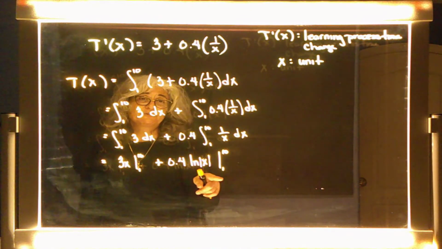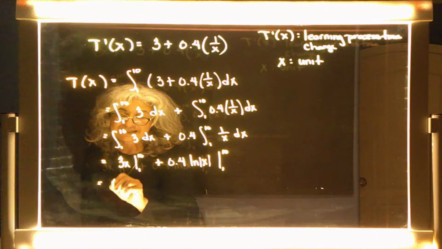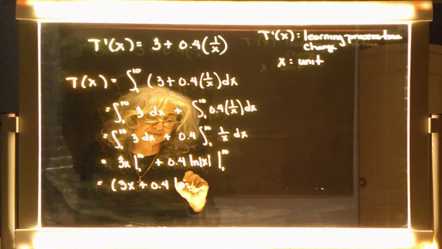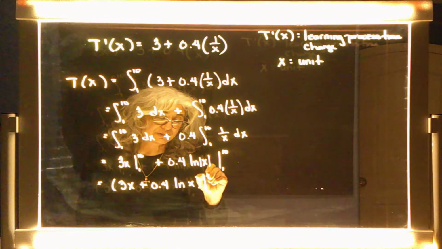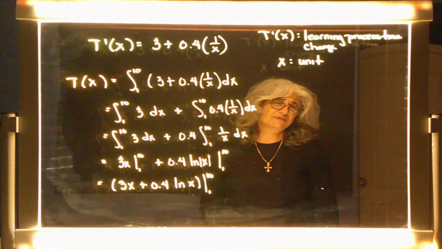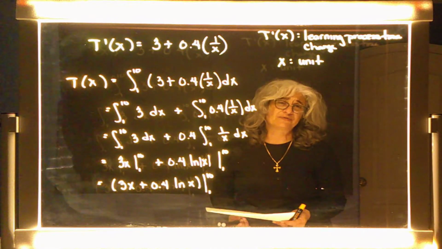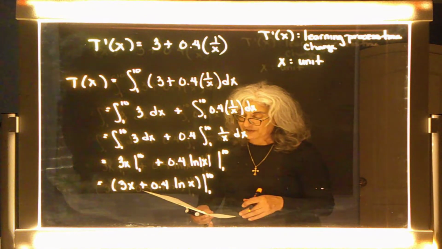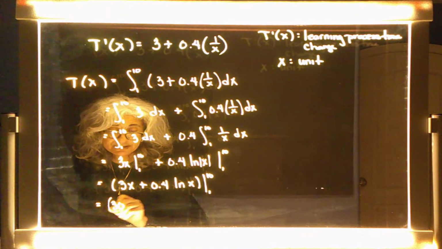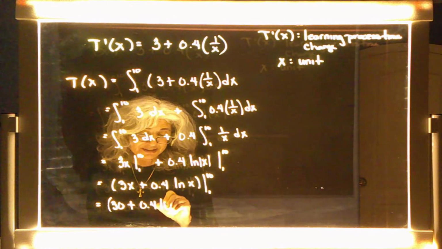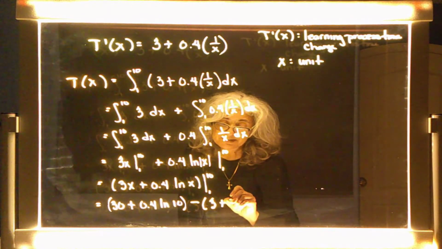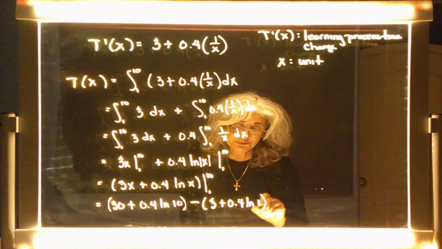Now, here's the deal. Since we're evaluating both of them from 1 to 10, I'm just going to put it back together and say in parentheses 3x plus 0.4 times the natural log of x evaluated from 1 to 10. Notice I didn't put the absolute values around the x because the numbers I'm plugging in are positive, so it's not really going to make that much of a difference if I keep the absolute values, will it? Good. Just checking. Okay, so plug in the 10. We end up with 30 plus 0.4 times the natural log of 10 minus, plugging in the 1 will give you 3 plus 0.4 times the natural log of 1.